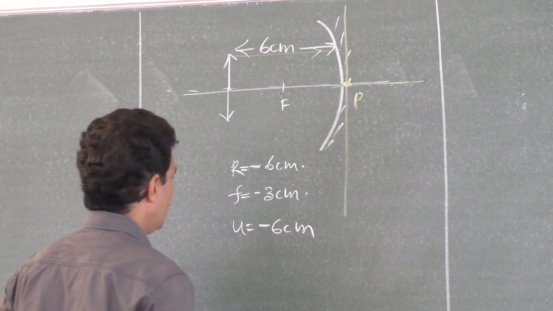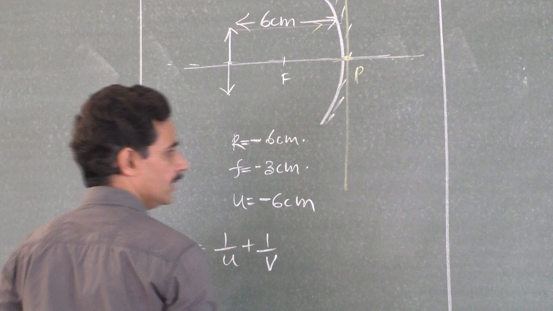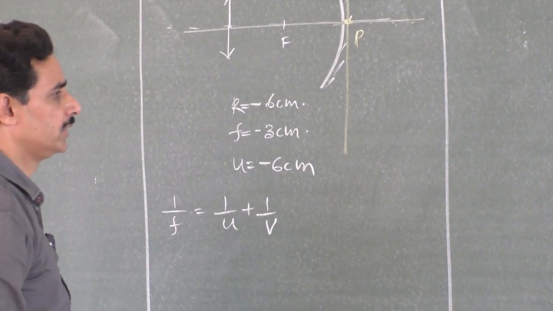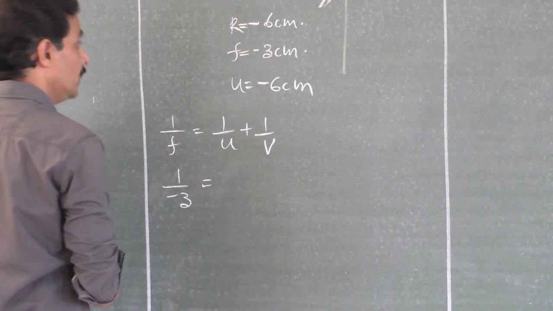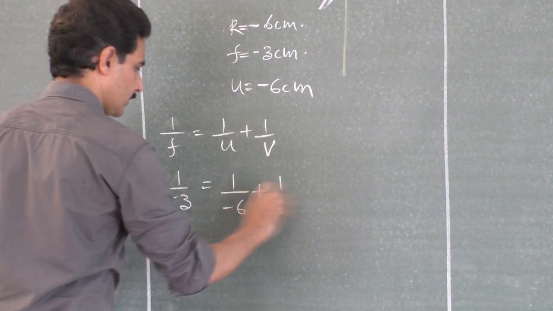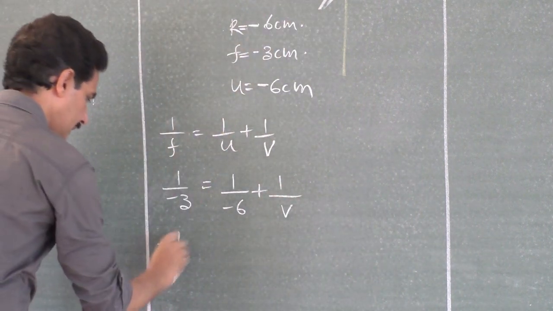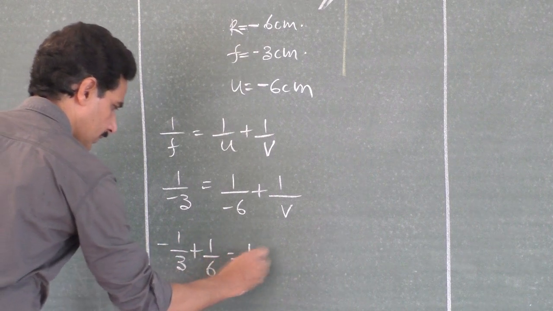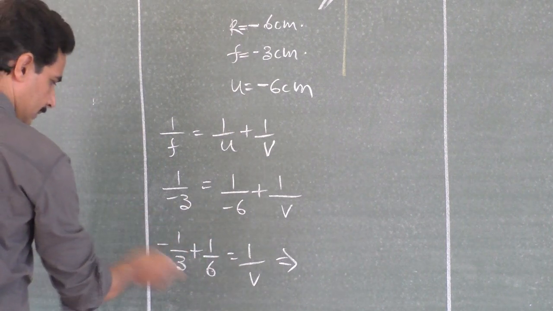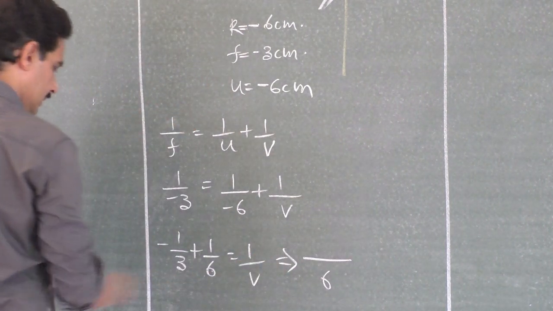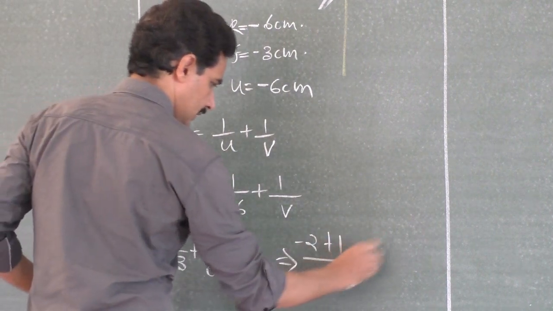Okay, now the formula: 1 by F is equal to 1 by U plus 1 by V. If you substitute the values, 1 by minus 3 is equal to 1 by minus 6 plus 1 by V. V should be negative finally because you should get it on the other side. Minus 1 by 3 plus 1 by 6 is equal to 1 by V. That implies 6 is the common denominator. Minus 1 by 6 is brought here, it becomes plus. 6 is the common denominator: 3 twos are 6, so minus 2, plus 1. So that is 1 by V.